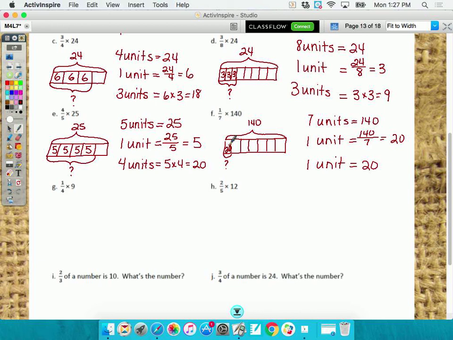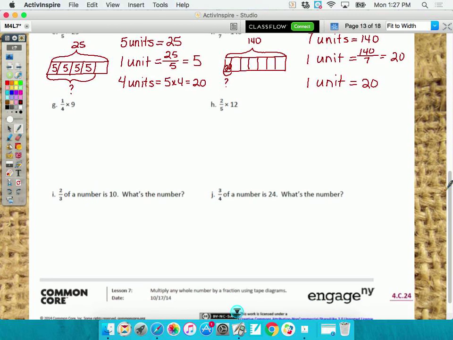Okay, let's take a look at these two, which are a little more challenging, which I think you'll like. Right away I notice it's not going to divide evenly. 9's not going to divide evenly by 4. So I'm going to have a mixed number as my answer. What's my denominator? 4. Okay, so that's what I start with. Trying to figure out 1 unit here. So 4 units equals 9. 1 unit equals 9 divided by 4.